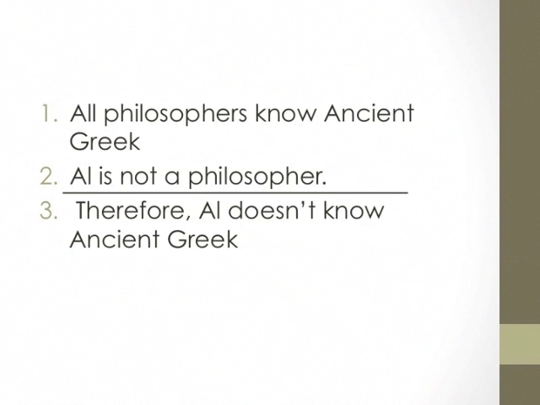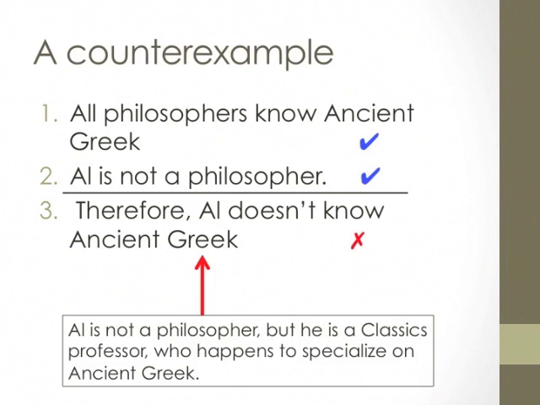For instance, take this argument. 1. All philosophers know ancient Greek. 2. Al is not a philosopher. 3. Therefore, Al doesn't know ancient Greek. Now, this argument is invalid. And this is because it has at least one counterexample.